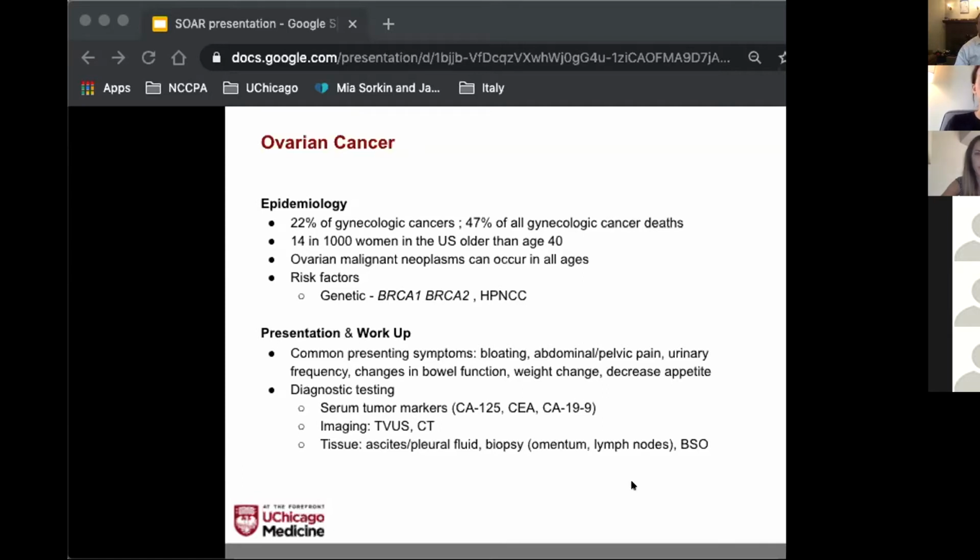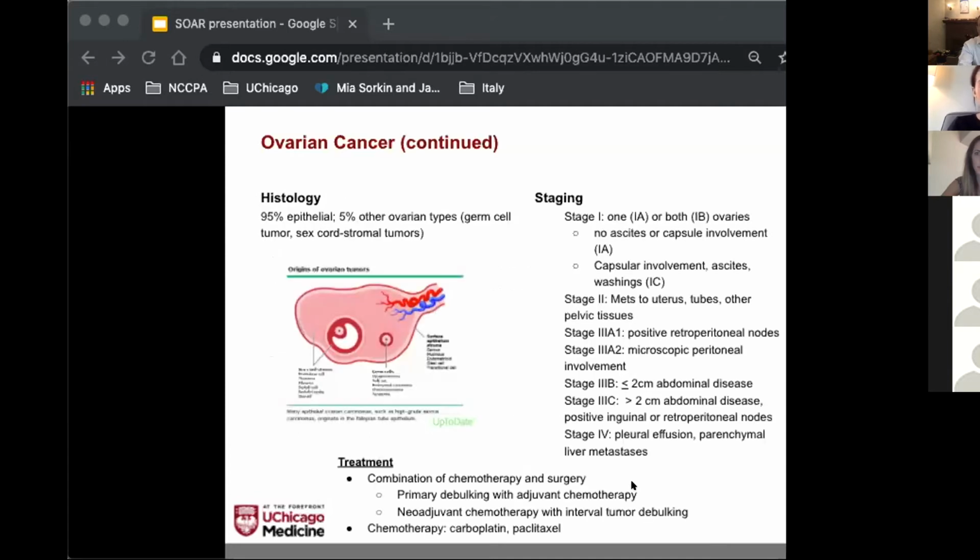But the ovary itself, we never want to biopsy directly, as breaking the capsule can actually cause seeding of malignant cells into the abdomen. So if we do obtain a biopsy of the ovary, it would be removing it in its entirety. So BSO is a bilateral salpingo-oophorectomy. I briefly touched on histology. 95% of these ovarian cancers arise from the epithelium, 5% from other types of cells like germ cells or sex cord stromal tumors.